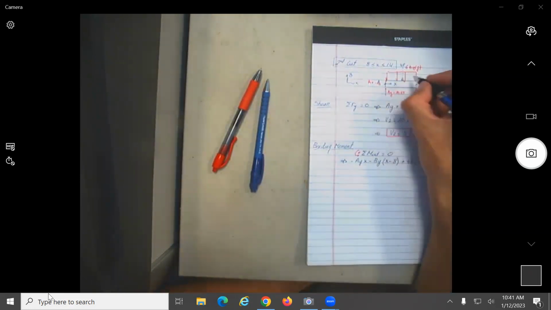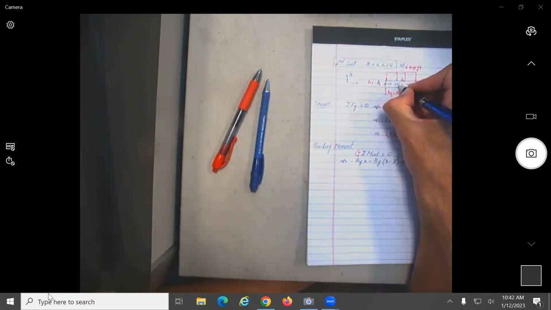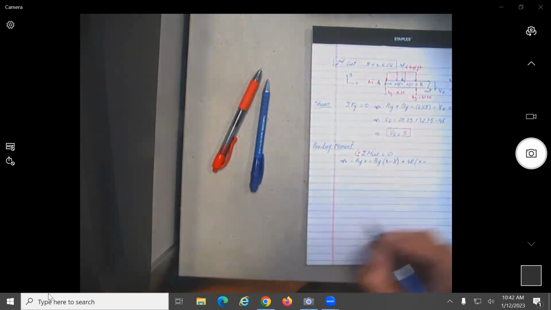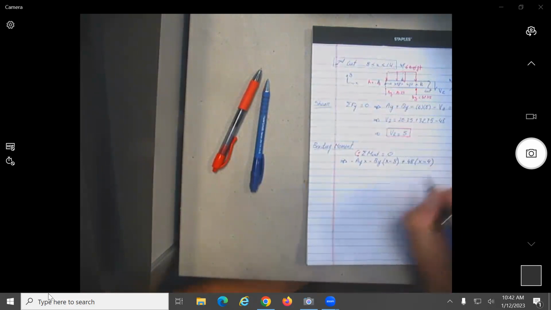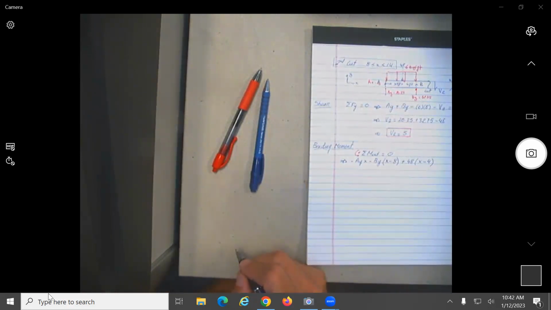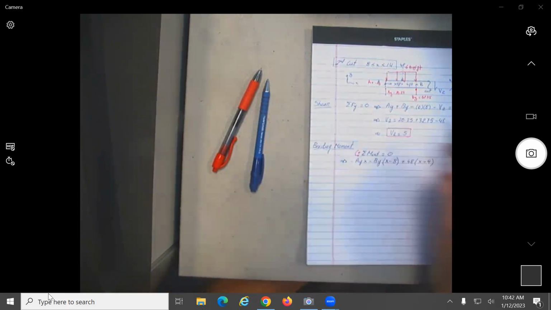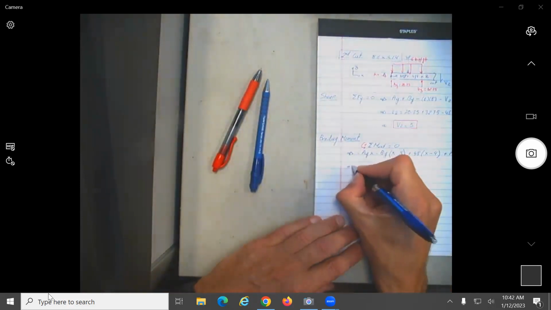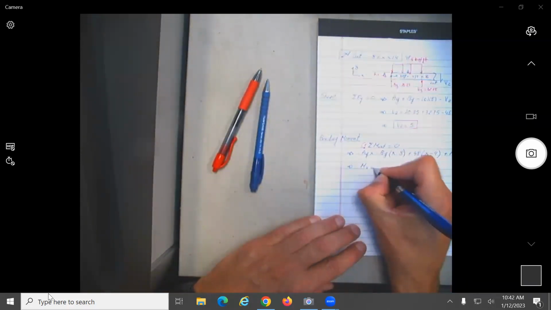What is that distance from here to here? This is 4 feet, and here this would be 4 feet. So what would that be? X minus 4, no? Okay, so we have this, and let's not forget the one we need to find, which is M2. So basically here we find M2.